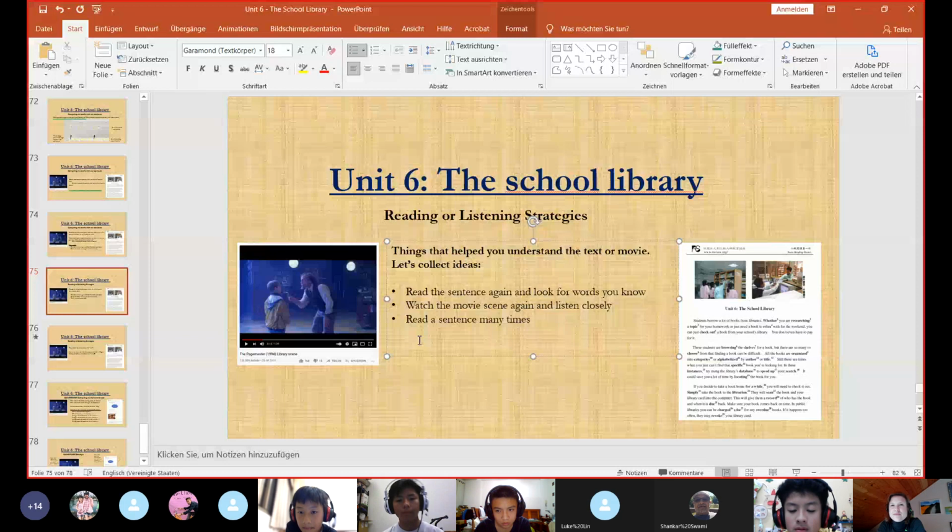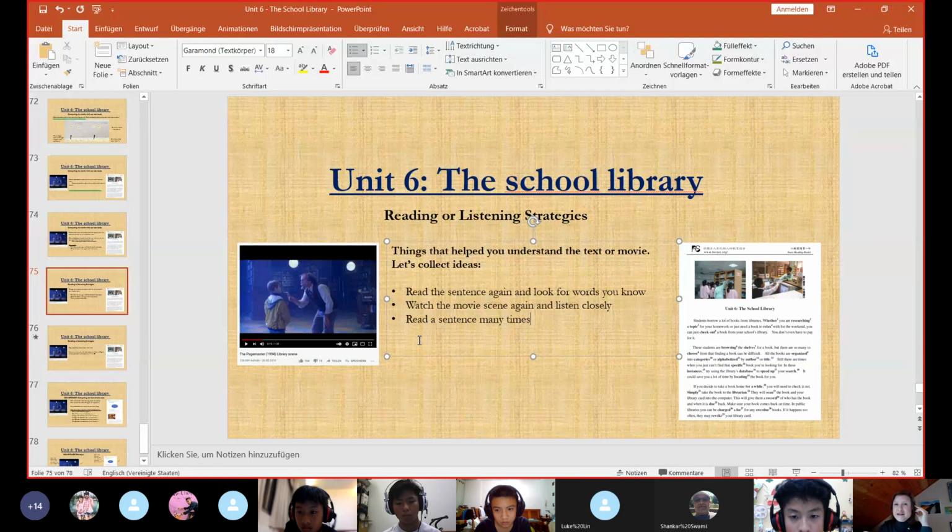Can you say that again? Okay. So, you have read a sentence many times, maybe one or two or three times. And then how did you understand? Did you do something else too to understand it? Let me ask it this way. What did you do with words that you didn't know? How did you learn these words? What did you do? I used computer to search.